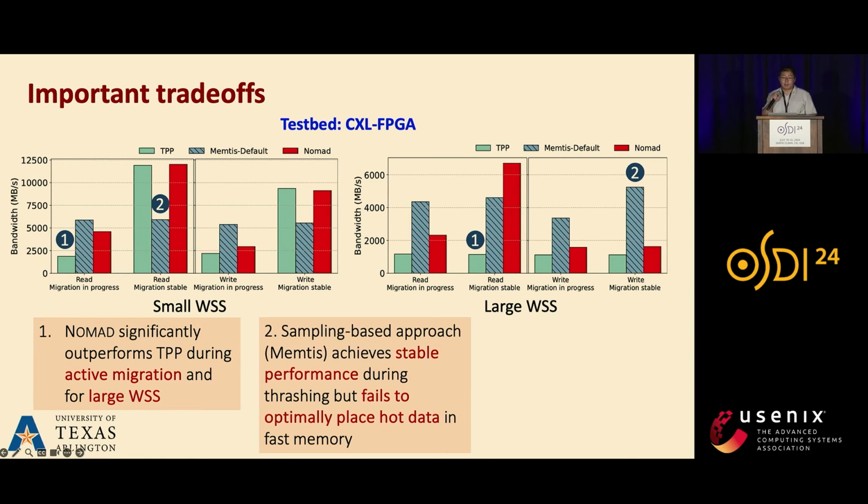Second, the sampling-based approach MEMTIS fails to effectively capture all hot pages and achieves suboptimal performance when the fast memory can accommodate hot data. On the other hand, MEMTIS incurs much fewer migrations and inadvertently achieves high performance during thrashing. Third, Nomad is more effective for read-only workloads and suffers from migration aborts for write-intensive workloads. Please see our paper for more details and the results on more testbeds.